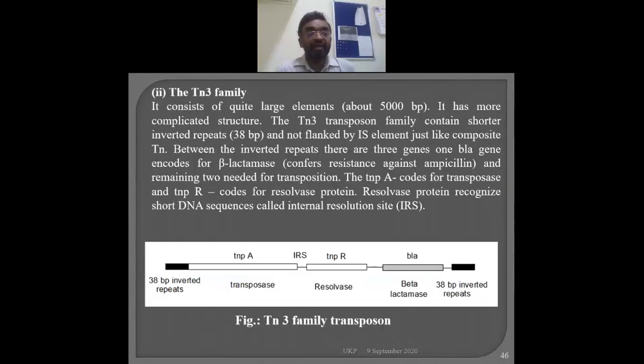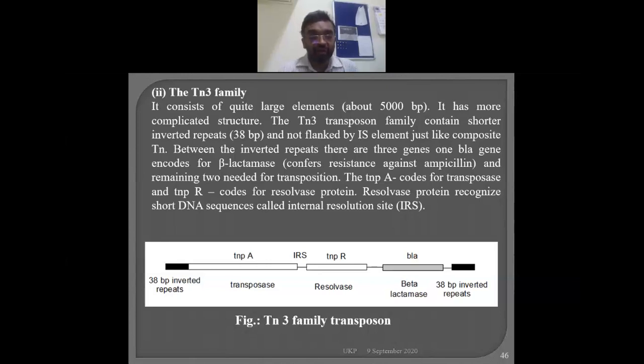Then the next family is the TN3 family. Also keep in mind that as we go further and further, the structural complexity is increasing. In an IS element, only the transposase enzyme and the inverted sequence are the two components. Now, when we discussed composite transposon, we saw that along with that, the antibiotic resistant gene is also there. Now, in this next stage, the TN3 family, it consists of a larger element as compared to the IS element and the formerly discussed transposon, and it has a sort of complicated structure.